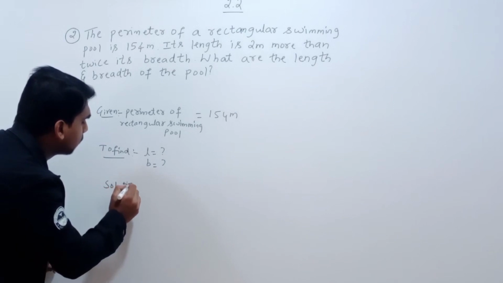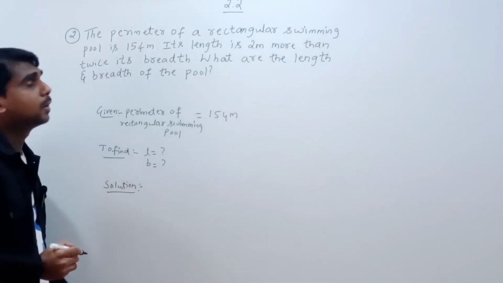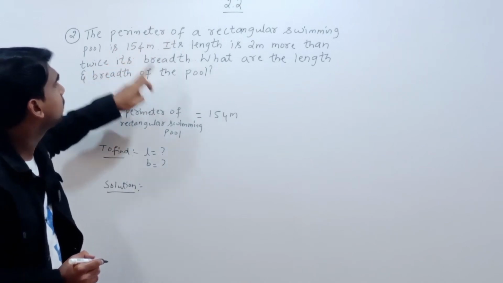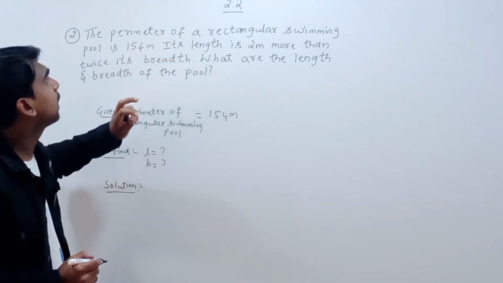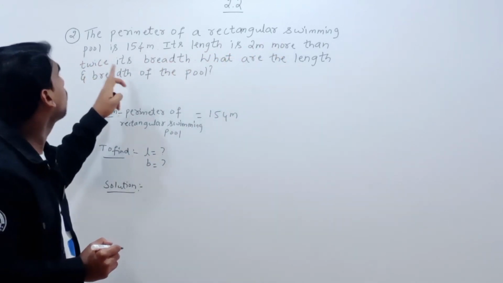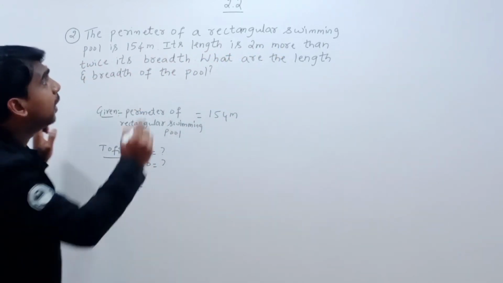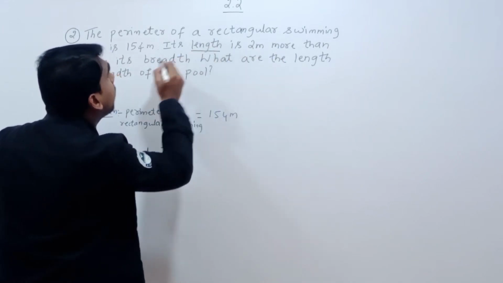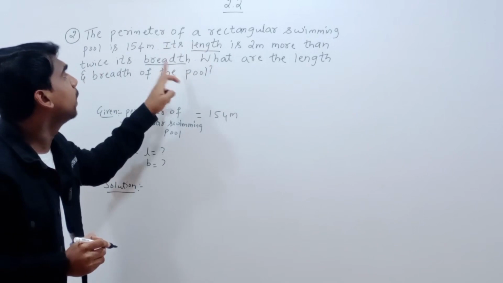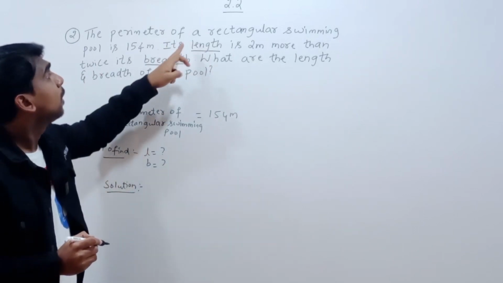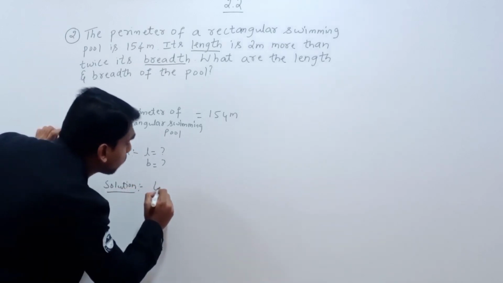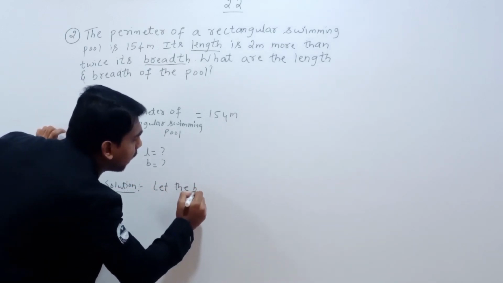Now we'll write the solution. Here the given is the perimeter of the rectangular swimming pool is 154. The next statement is its length is 2 meter more than twice its breadth. Here they are comparing length with breadth, so since they are comparing with the breadth, we'll take it as x. Let the breadth be x.